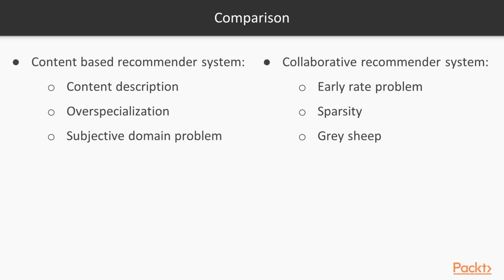We have clearly addressed the problems with these 2 types of recommenders in the past sections. I'm just going to mention them in this slide to have a strong perspective of the benefits of merging them. For the content-based recommender system, we have the content description, over-specialization, and the subjective domain problem. Also, for the collaborative recommender system, we have the early rate problem, the sparsity, and the gray sheep problem. Let's see in more detail the hybridization techniques.